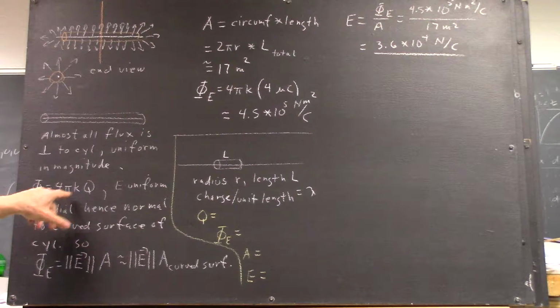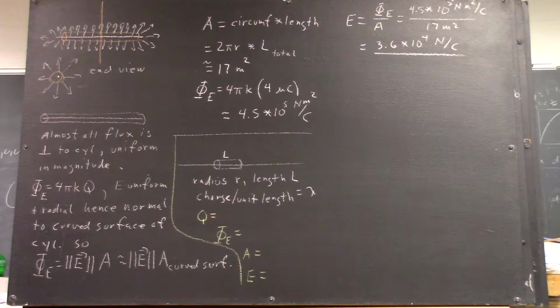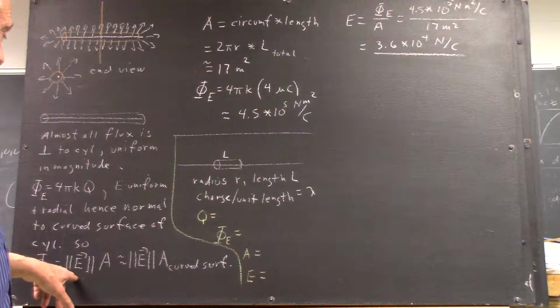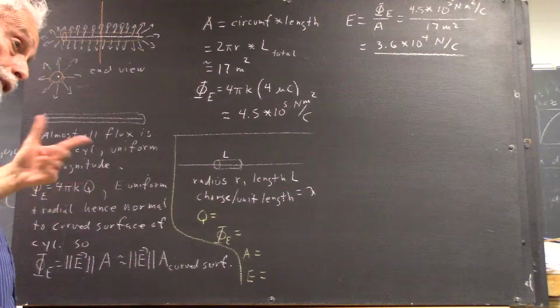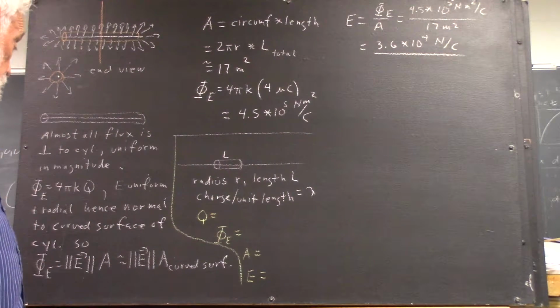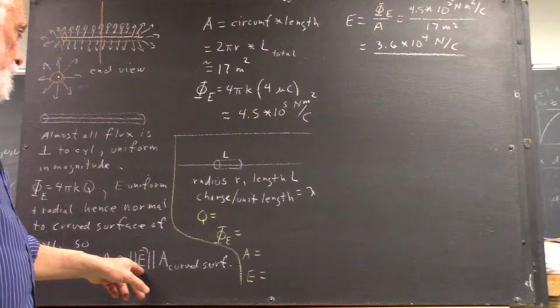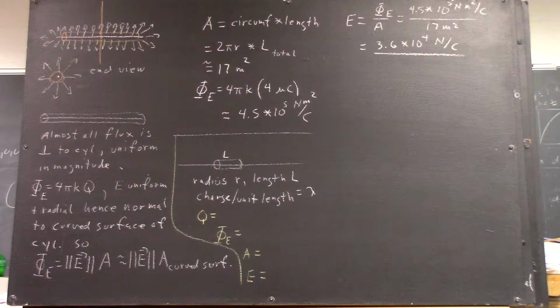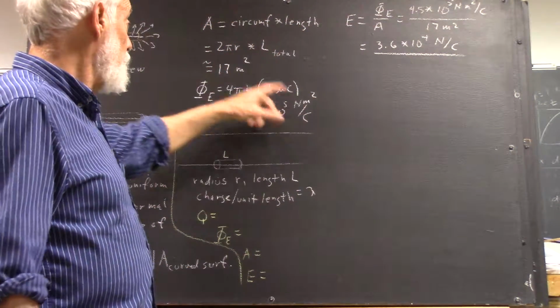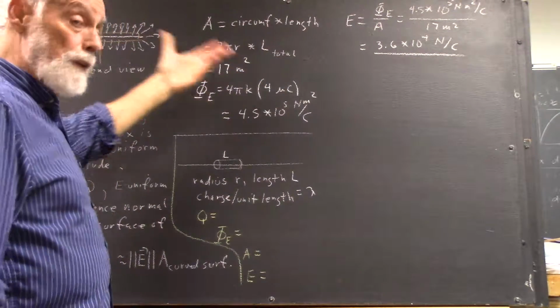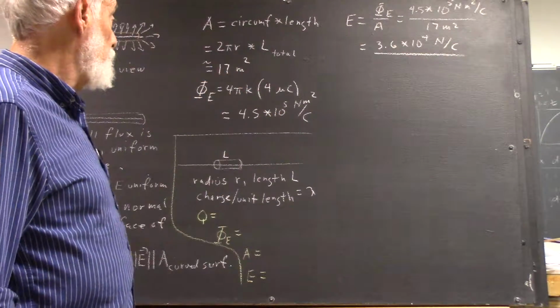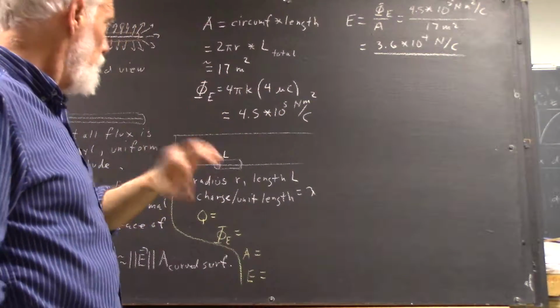The flux is 4 pi kq, where E is uniform and radial because of all the things we talked about. So the flux is then just the magnitude of the field, of uniform magnitude on that surface, multiplied by the area. That's approximately the field times the area of the curved surface. The area is just circumference times length, 2 pi r times L total. In the case of the dimensions here, that comes out to be 17 square meters, the quantities given in the problem.